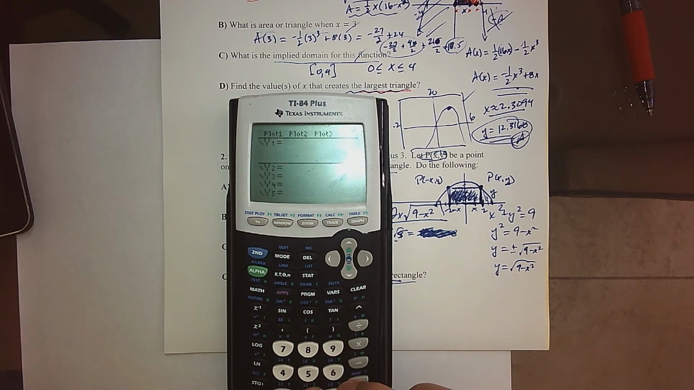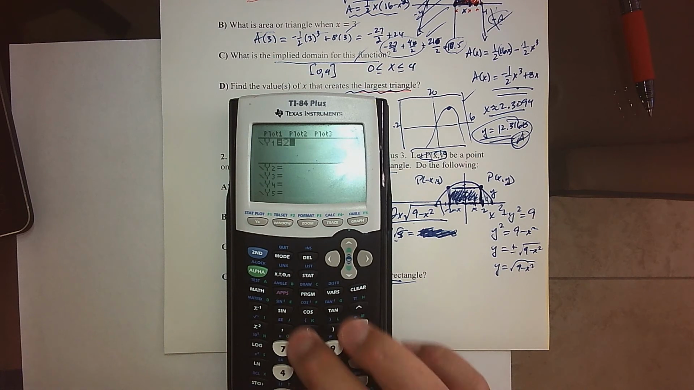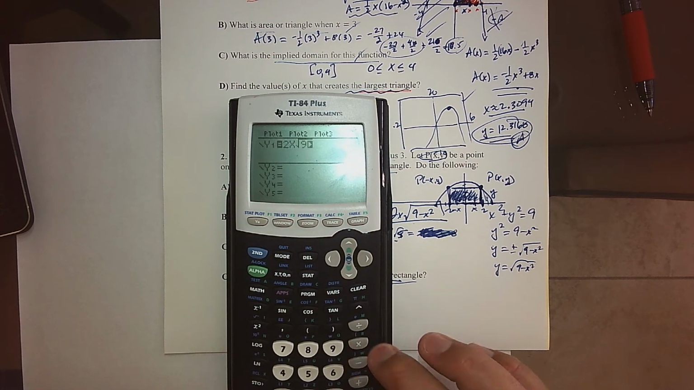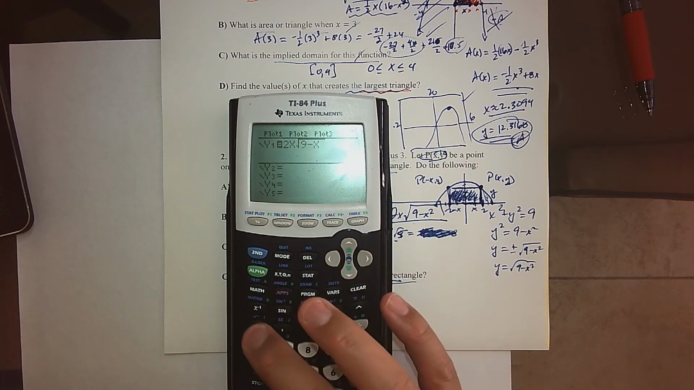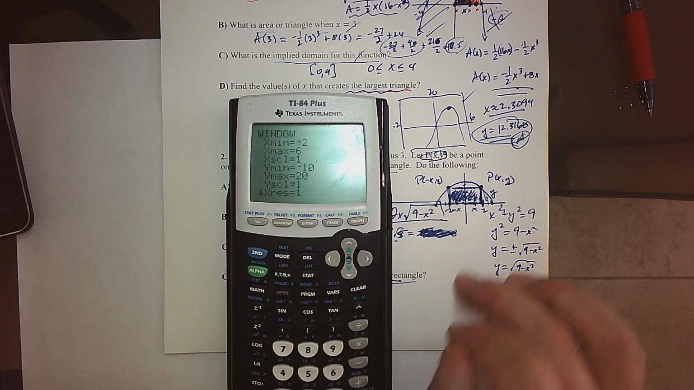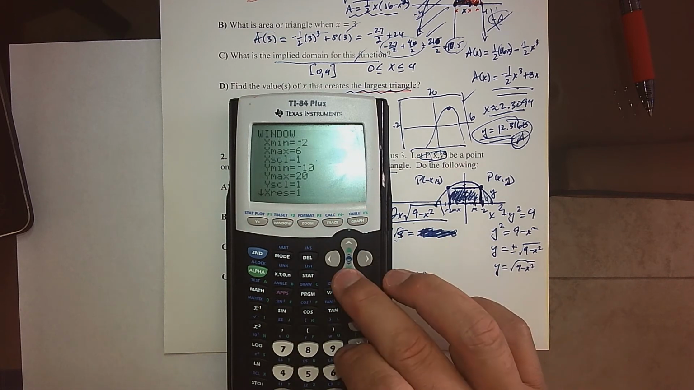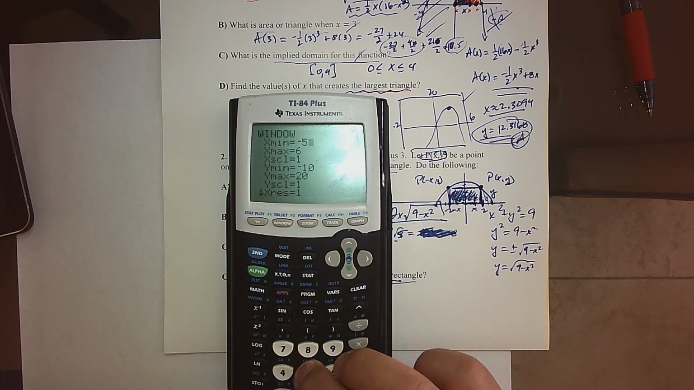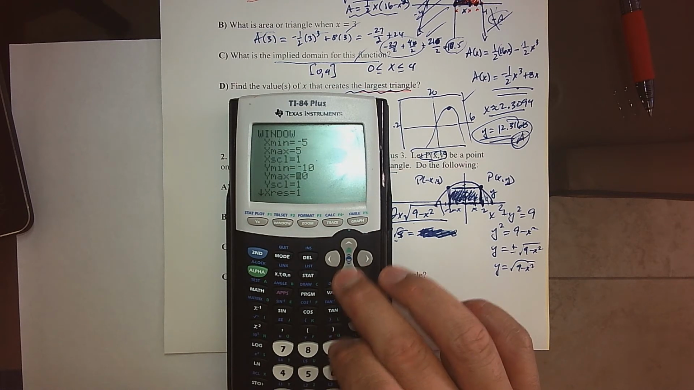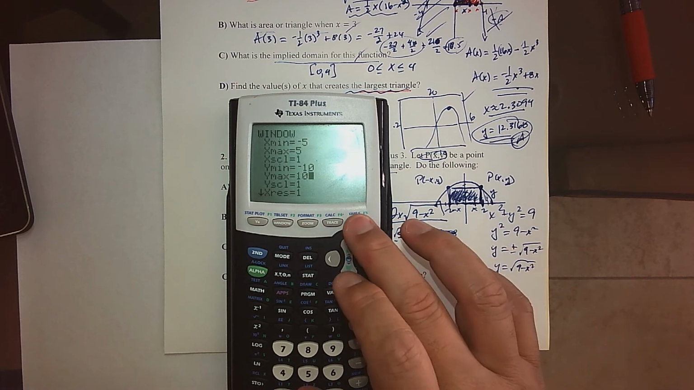So it's, what was it again? 2x times the square root of 9 minus x squared. So there's our function. I'm also going to mess around with our window. Since we're going from negative 3 to 3, how about I just go from negative 5 to 5 along the x-axis? Okay, and then let's make that negative 10 to 10, just to see what happens.